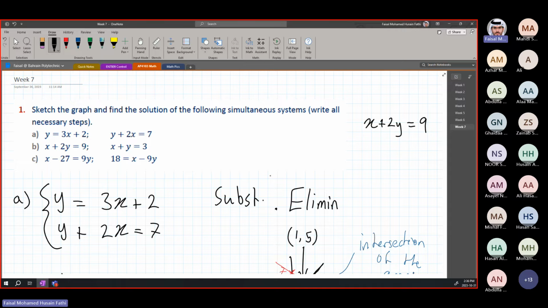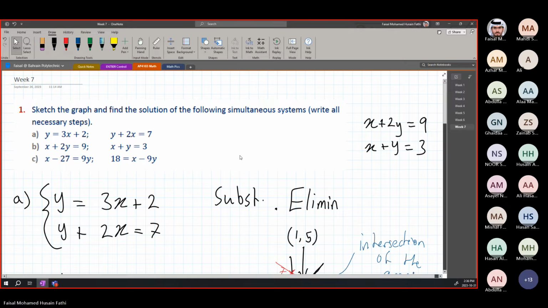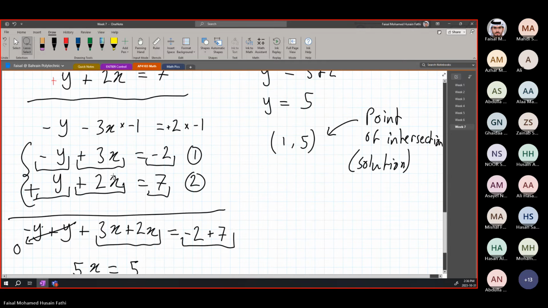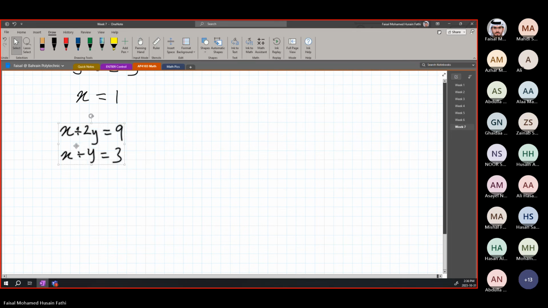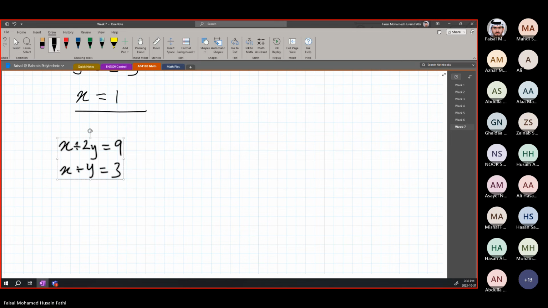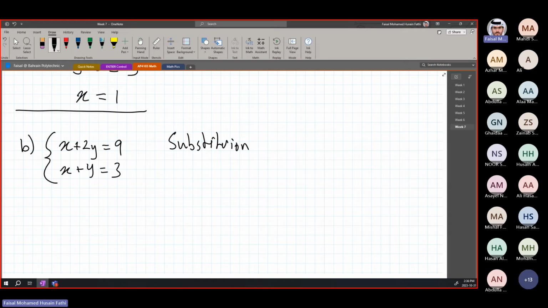X plus 2y is equal to 9, and x plus y is equal to 3. So if we do part B now, this is part B. We have simultaneous equations, x plus 2y, x plus y. And now we will solve this using substitution, to find the point of intersection. First, I'll find the point of intersection, then I'll plot each graph just to show you the point of intersection.